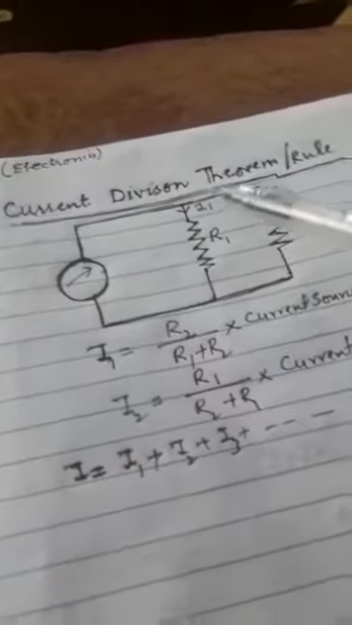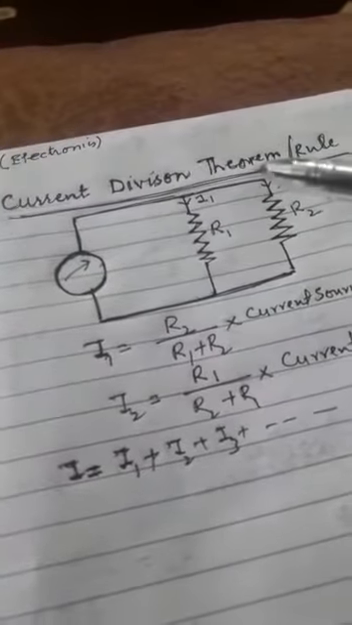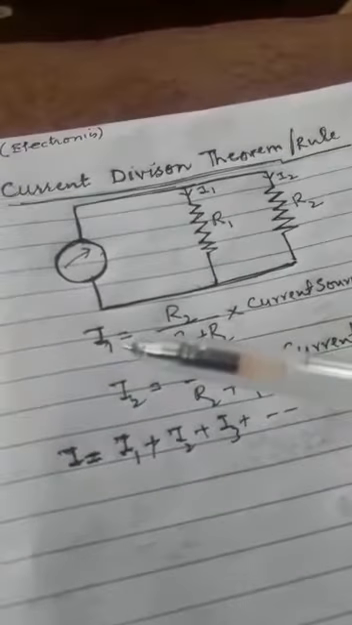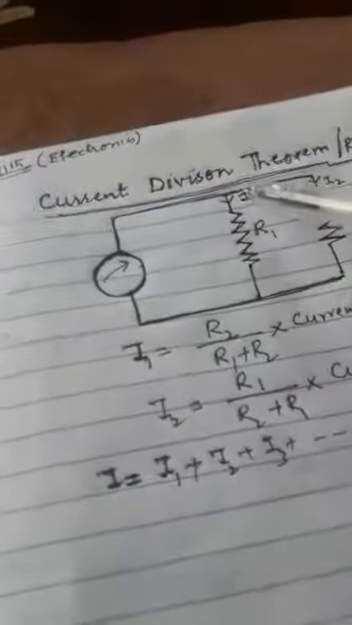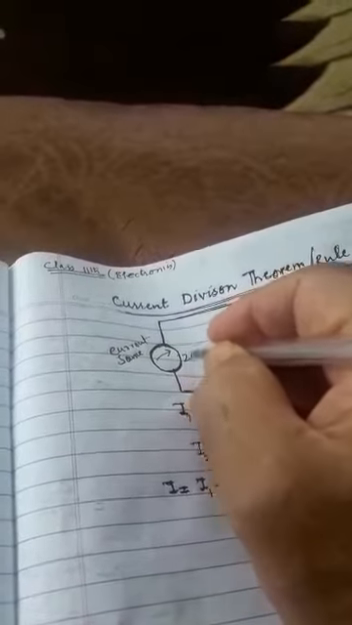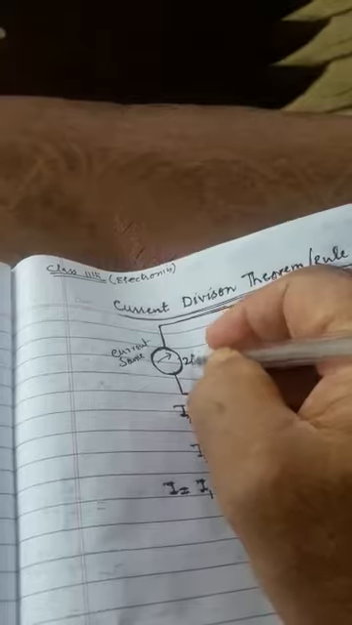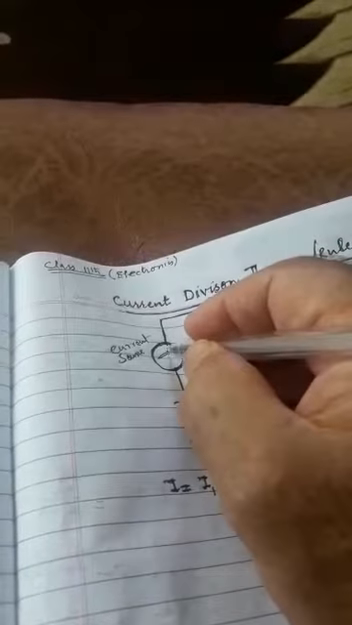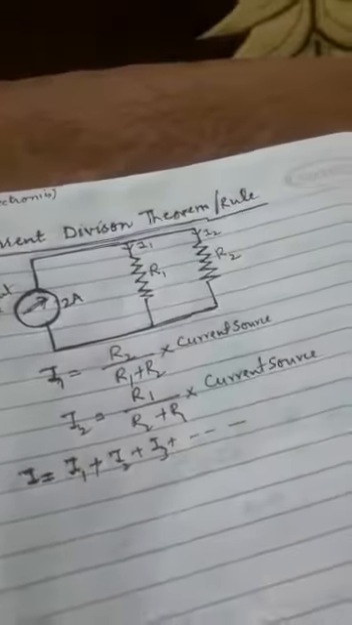When you are taking the current division theorem, we can say it as a rule or a theorem. You have to take the current I1 flowing here. This is your current source. For example, this is of 2 ampere. Current is being measured in amperes. For example, this is a current source of 2 amperes. So you have to show what is the value of I1, I2.